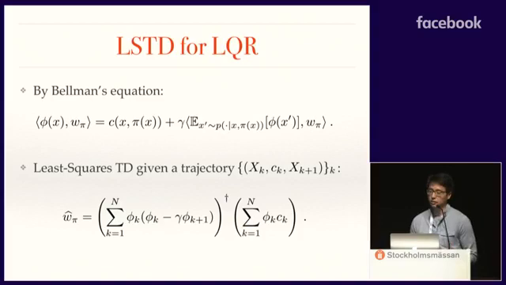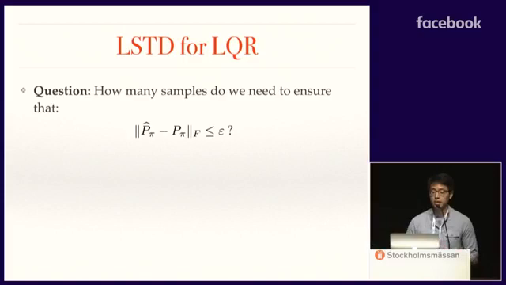Okay? So now the question is, how does this actually perform, right? So this is an estimator. I collect a trajectory, I plug it in. How good is this estimator going to perform for LQR? In particular, how many samples, or how long does the trajectory have to be, in order to ensure that my estimate P hat of the value function is within epsilon of the true value function? And we're going to measure the error here in Frobenius norm.